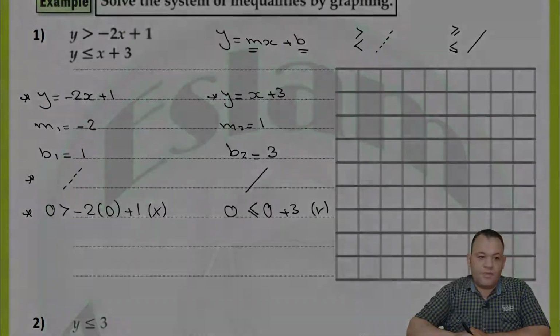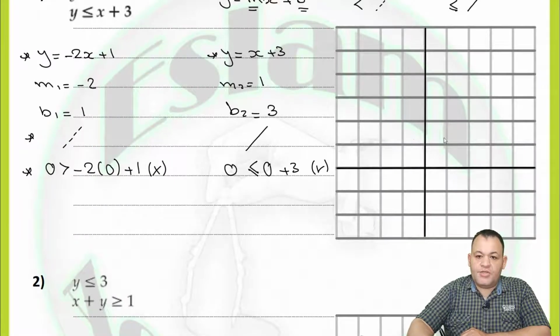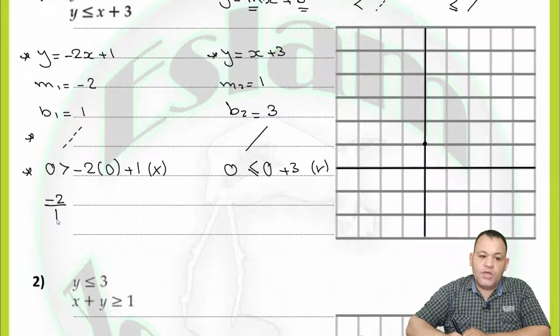Now let's graph. Line number 1 will start with the y-intercept. The y-intercept equals 1 and the slope is equal to negative 2. What is the meaning of negative 2? It means going down 2 and running 1. So we go down 2 and run 1, and the line will be a dotted line, so we'll graph the dotted line.